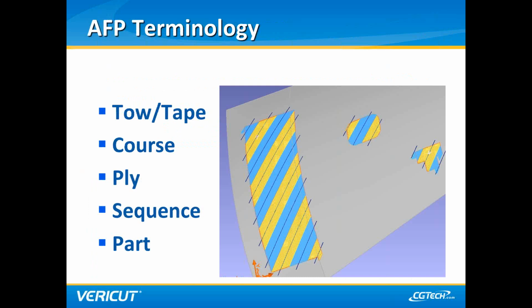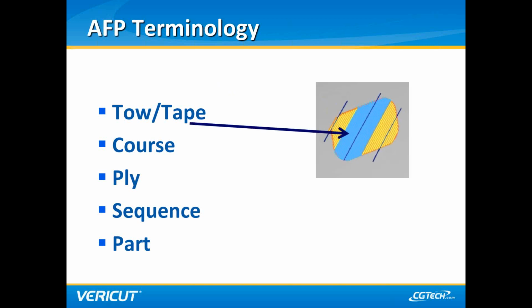Before we get into details on automated fiber placement and automated tape laying, I thought it would be useful to go over some key terms that may come up, just to make sure everyone's on the same page. The first one that we're going to talk about is a tow or tape. And a tow we can define as a continuous strip of material. It could be carbon fiber reinforced. I also talked about glass fiber, which is typically wound on a spool.